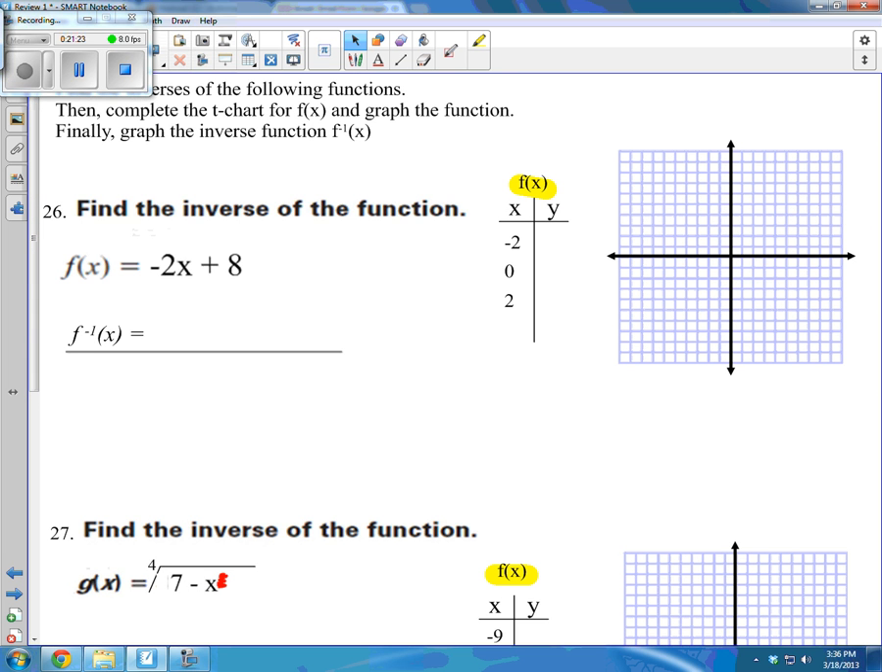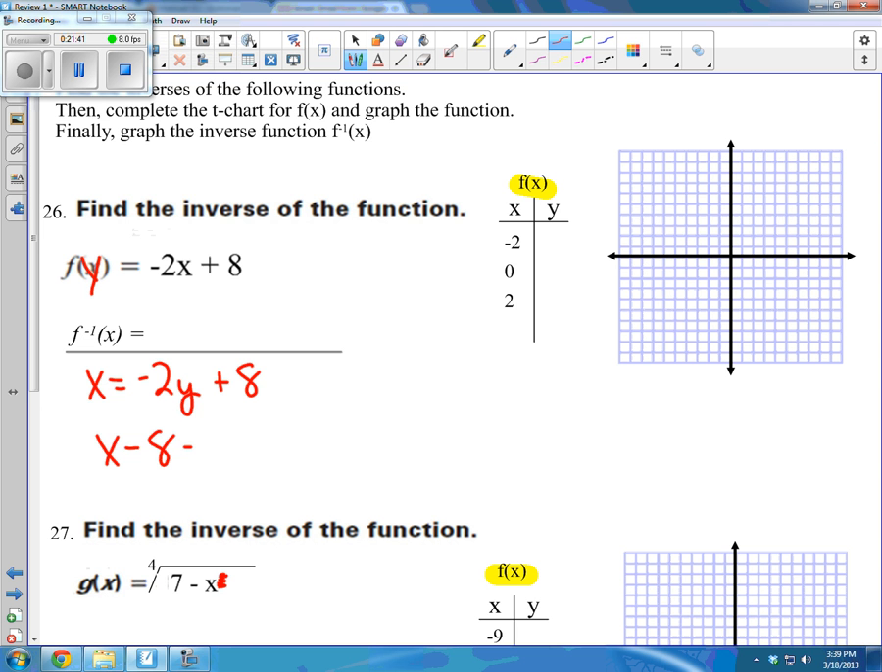All right, so the first thing I need to do is find the inverse of the following functions. I'm going to first switch x and y because f of x is technically y. And now I'm going to solve for y. So first I'm going to subtract the 8. And then I'm going to divide by negative 2. And as far as my answer goes, it would be a line. So that would be negative 1/2 x plus 4.